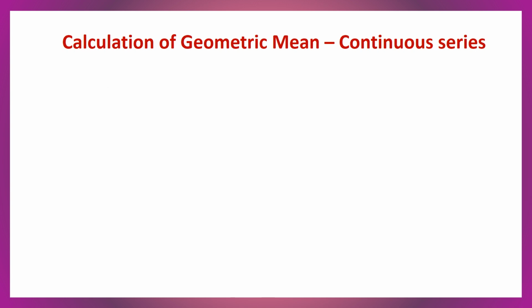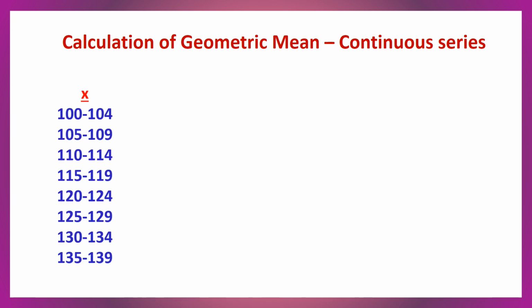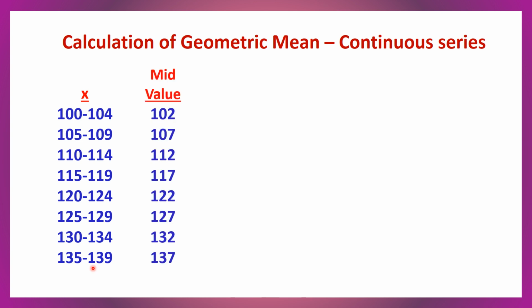Next is continuous series. In the case of continuous series, the x values will be a continuous series of data. Here the x values are given as 100 to 104, 105 to 109, like that. Now our next step is finding the mid value. That is, for each class interval, we have to find the mid value. Then the frequencies will be given in the question.